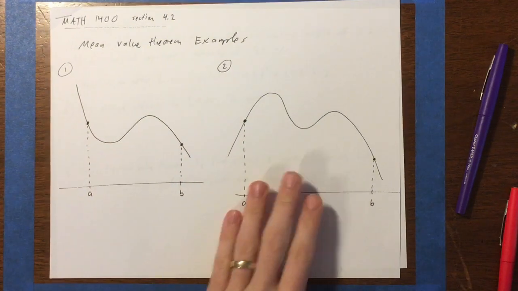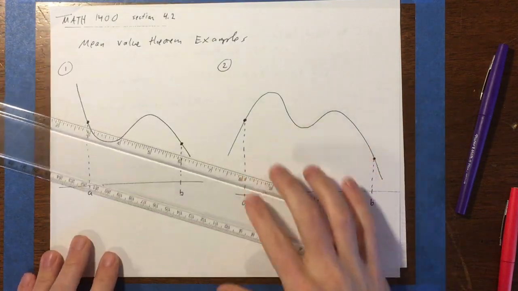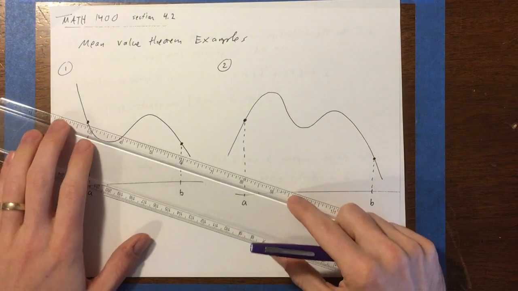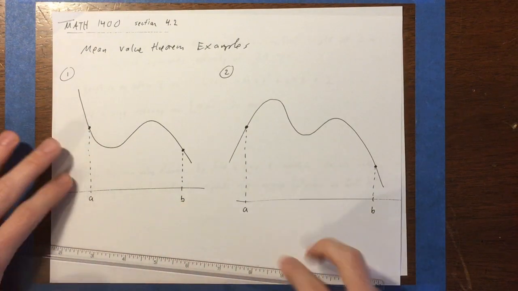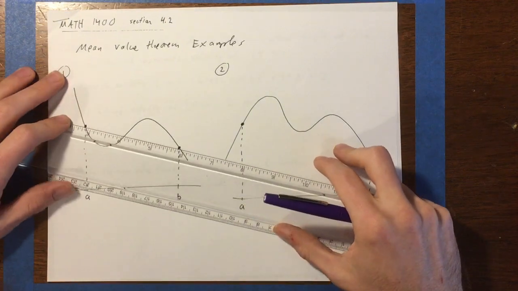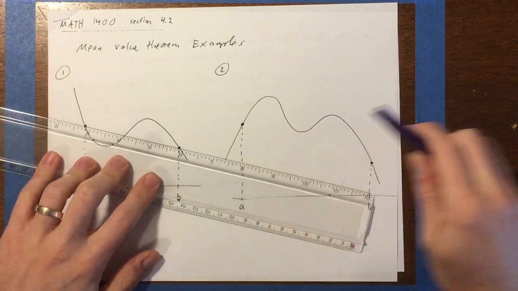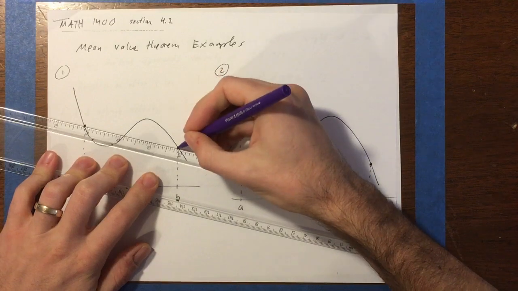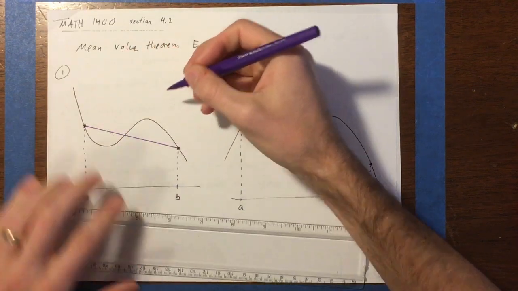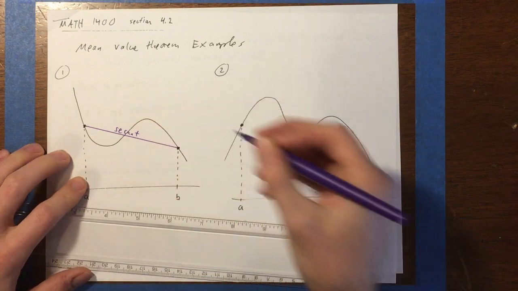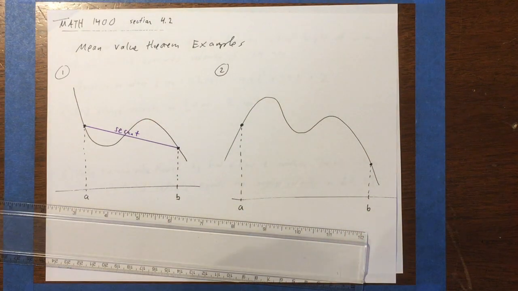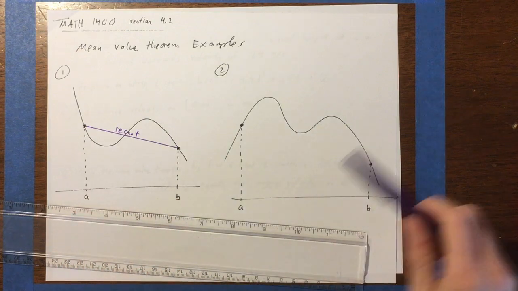So here are two examples. I've got my ruler here. First things first, in each case, A and B are identified. In this case, first I'm going to draw my secant line. There's a nice secant line in purple. That's the average rate of change for this function on the interval a to b.